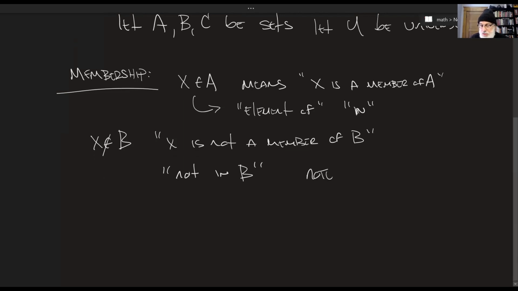Let's take a note here that sets can also be inside other sets. So if I say capital X is an element of A, I'm meaning that the set is a member of the set A, which will be confusing until you get the hang of the sets here, but we'll talk about that later.